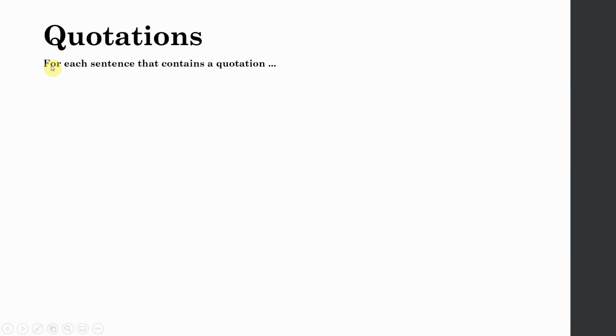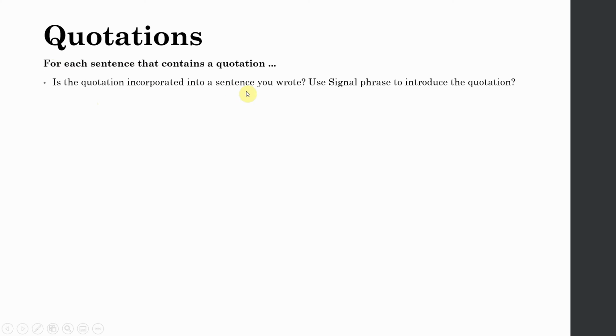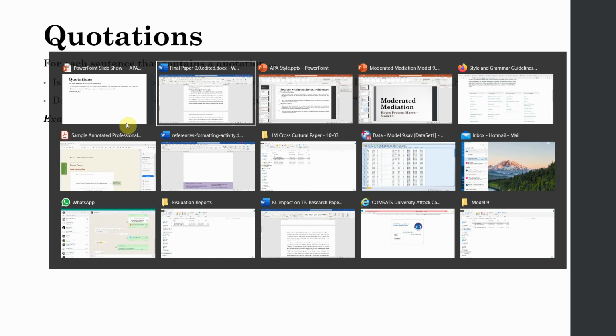Now moving on, the next thing, quotation. How do you add quotations in APA style? Now for each sentence that contains a quotation, is the quotation incorporated into a sentence you wrote? Use a signal phrase to introduce the quotation. Do short quotations less than 40 words appear in double quotation marks? Yes. Now where is the example? This is here on page 9.